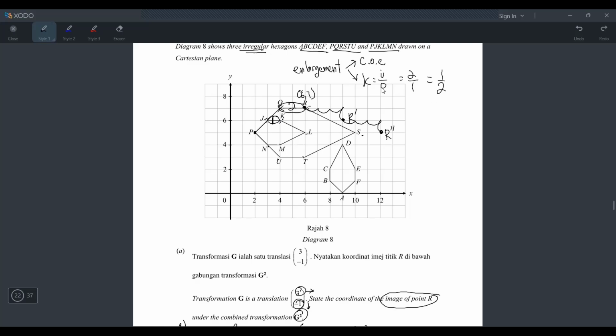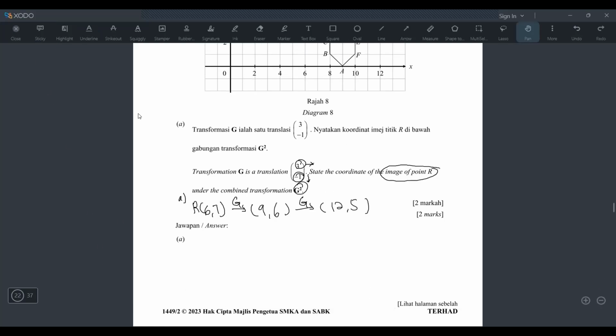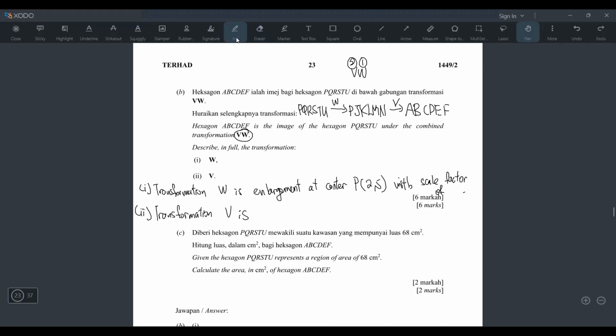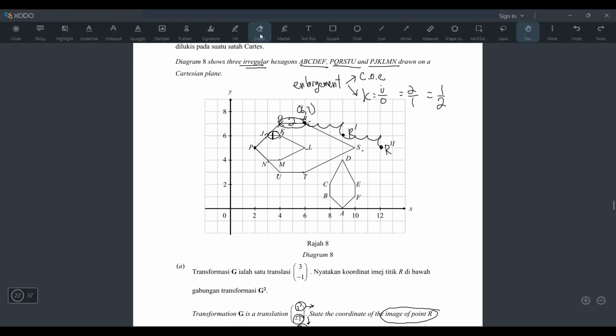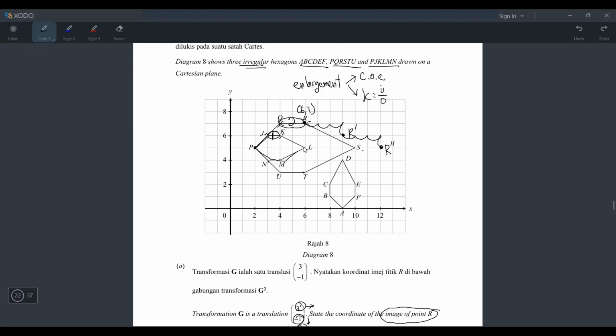Now I want to ask you, is your scale factor 2/1 or 1/2? It's image divide object. So if you don't remember which one is image, which one is object, look back to your arrow. Can you see PJKLMN is the image, PQRSTU is your object? It means you have to take 1/2. Because your image now is this one, PJKLMN, the small one. The small one is the image. So it means now the length of image is 1, and the length of object is 2.